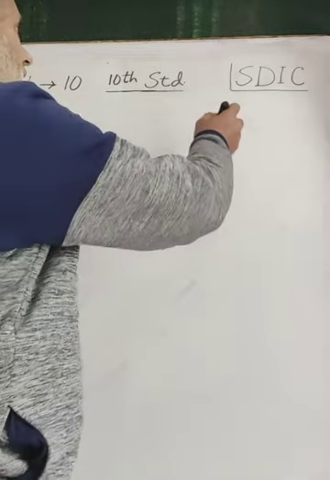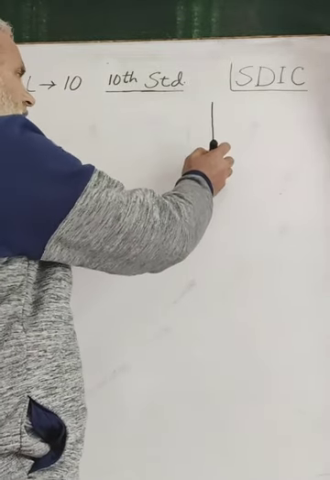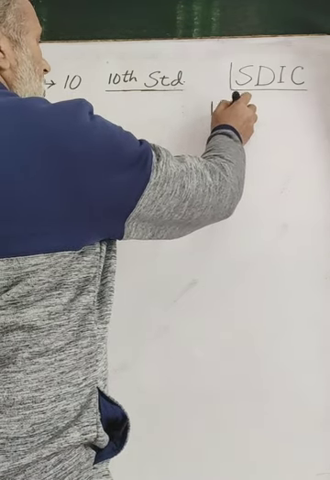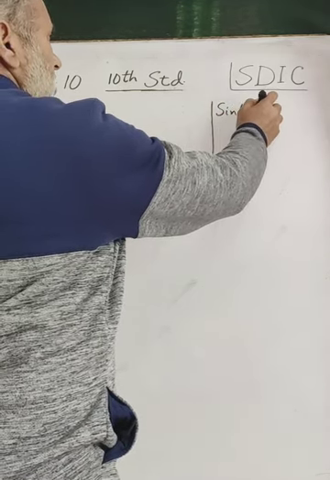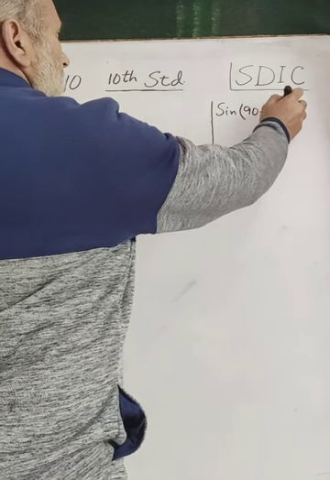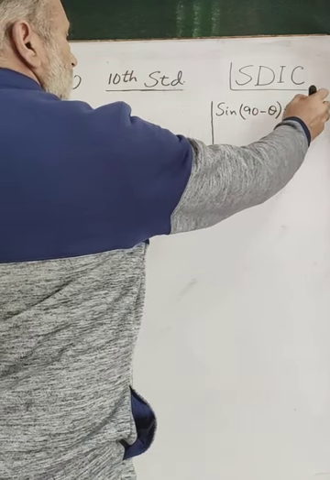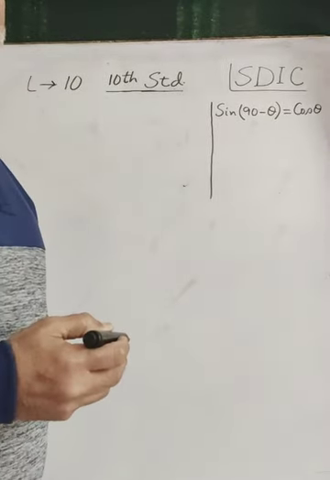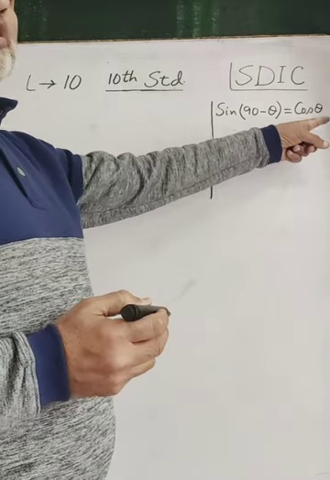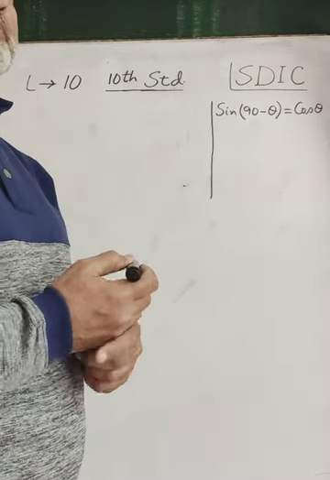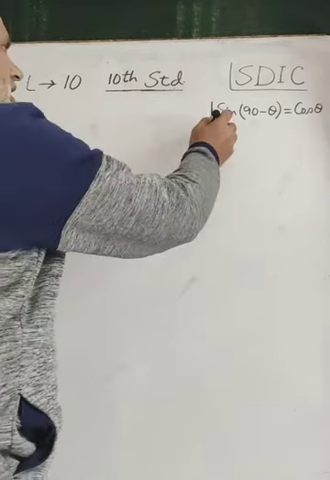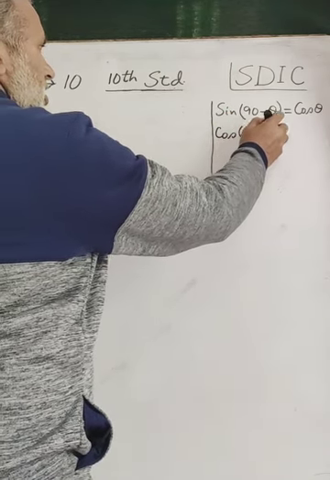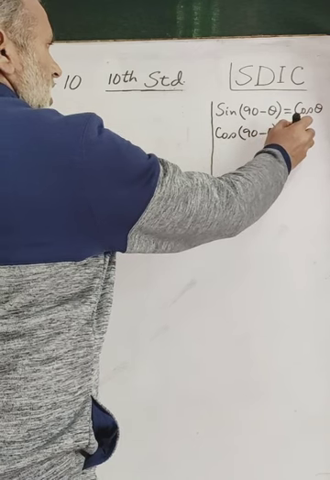I shall write those relations here so that we can apply. We have the first relation, sine of 90 minus theta is equal to cos theta. In the relation that we derived yesterday, it was sine 90 minus A equal to cos A. A I have replaced here by theta. Then the second relation was cos of 90 minus theta is equal to sine theta.